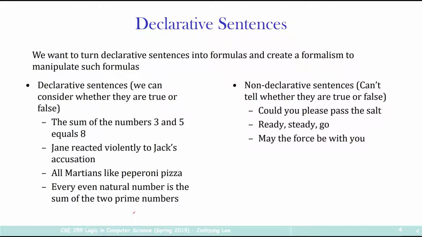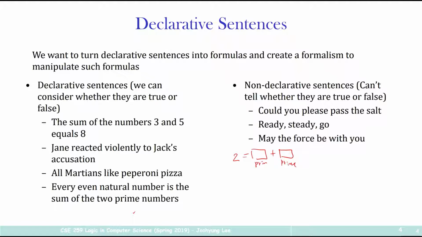1 is not a prime number, right? So that's not valid. 2 equals 0 plus 2 does not work either. There's no way that 2 can be represented by the sum of two prime numbers. So that is false, because we found one counterexample: 2 is an even number, but there is no way to represent 2 as the sum of two prime numbers. Each of them must be a prime number, and there is no way to do that.